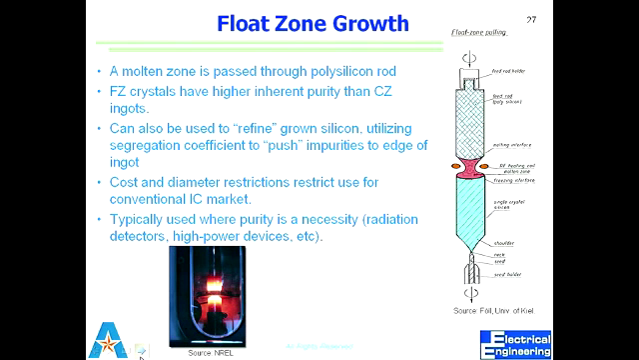Another process is called float zone. In float zone, we have a polysilicon rod, and we have coils which melt the rod as they travel along it. Once it melts in that localized place and then solidifies, it follows the crystalline structure of what's coming below. So we have the seed for this one as well.